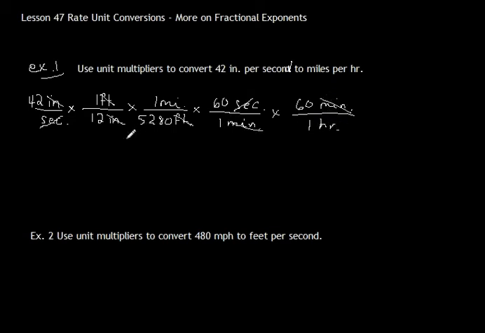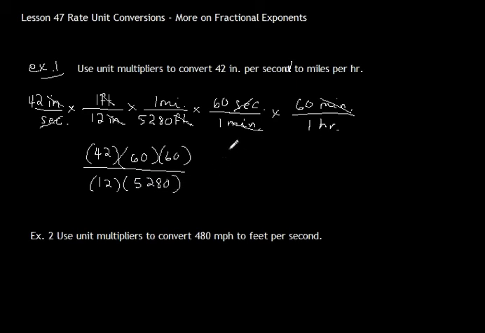And in the book, they leave it just like this, 42 times, we don't have to write the ones down, times 60 over, we write the numbers on the bottom, 12 times 5,280, and it would be, what's left here, miles per hour. And actually they do multiply that out. I think you should, since you have calculators anyway. So you have 2.39 miles per hour. Pretty easy, but let's just do this one.